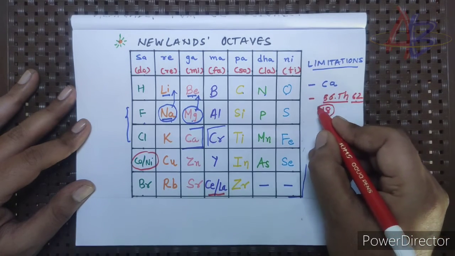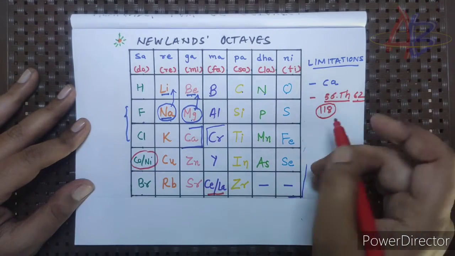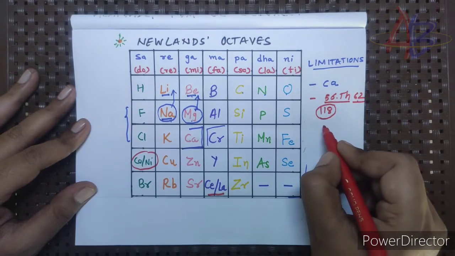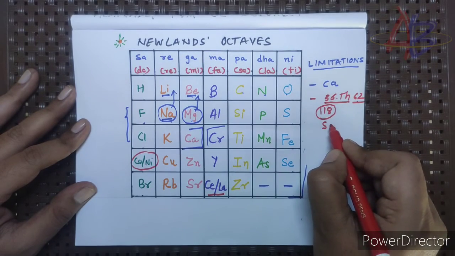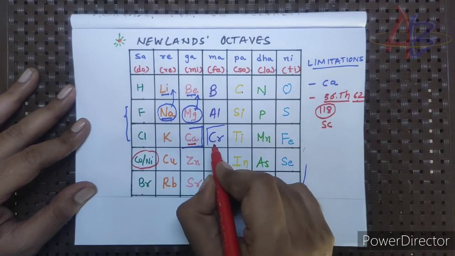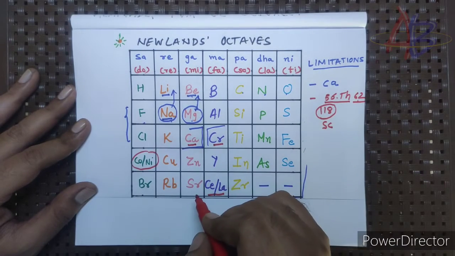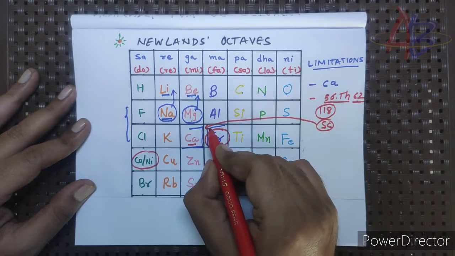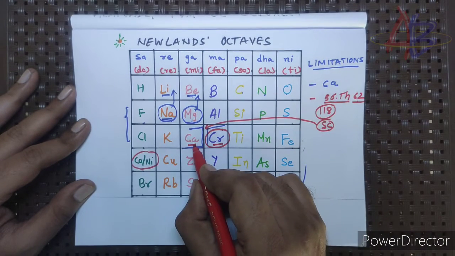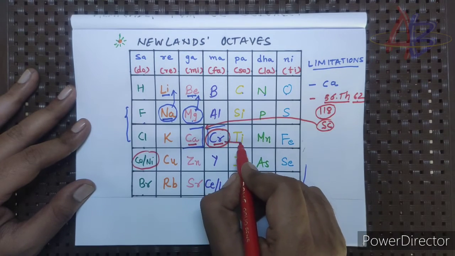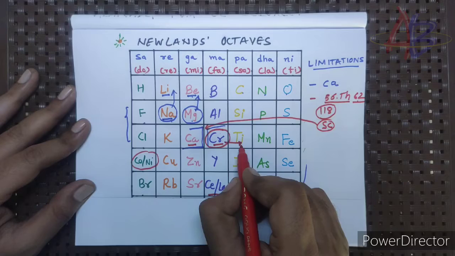The remaining elements, whenever they would be discovered, would definitely be a problem for this periodic table. Now think about an instance of scandium. The atomic mass of scandium falls right between calcium and chromium. If you were to place scandium in Newland's octaves, it has to be placed just after calcium, that is below aluminium, and chromium has to be shifted to the right of it.